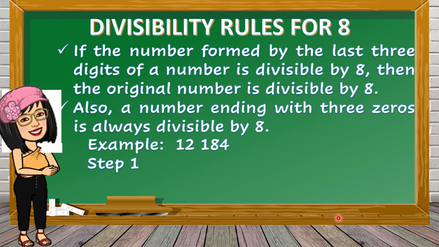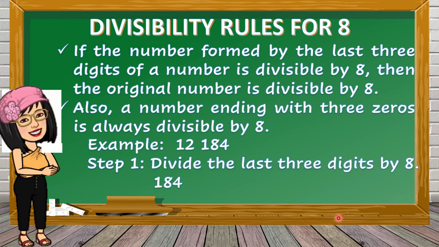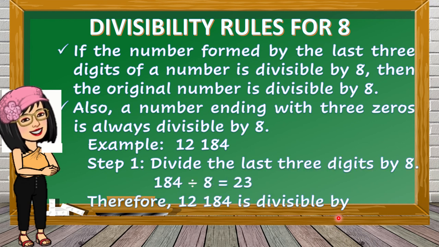Tingnan natin ang example. 12,184. Step 1, divide the last 3 digits by 8. The last 3 digits of 12,184 is 184. 184 divided by 8 is divisible, and the answer is 23. Therefore, 12,184 is divisible by 8. So, yung titingnan mo lang ay yung tatlong huling numero.